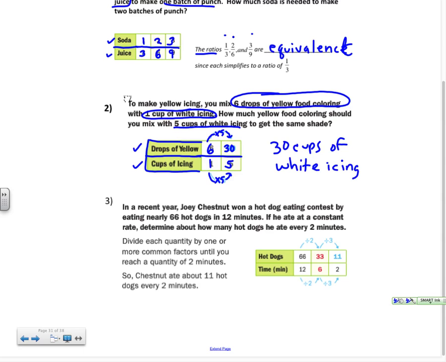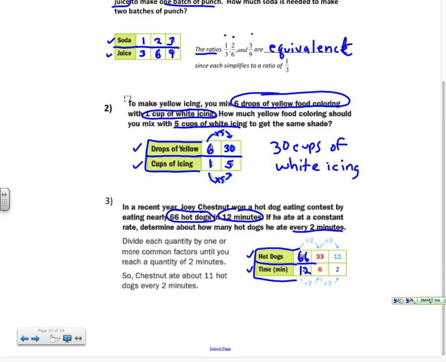Okay, in a recent year, oh my gosh, this one. In a recent year, Joey Chestnut won a hot dog eating contest by eating nearly 66 hot dogs in 12 minutes. Can you imagine? If he ate at a constant rate, determine about how many hot dogs he ate every 2 minutes. So we have our ratio table comparing hot dogs to time, which would be minutes. Put it in words. And then let's fill in the ratio. They're telling us 66 hot dogs in 12 minutes.